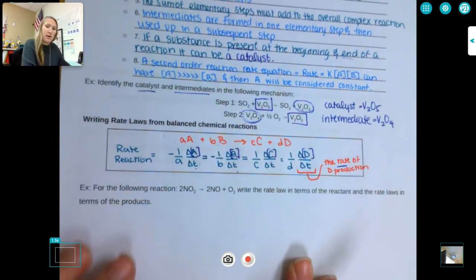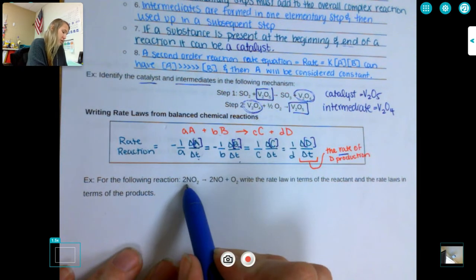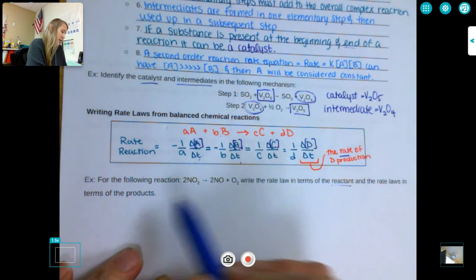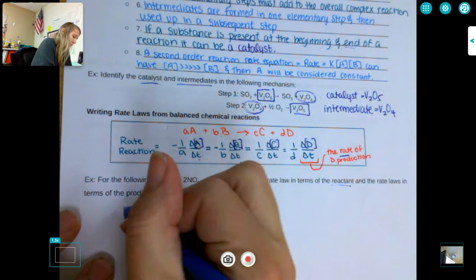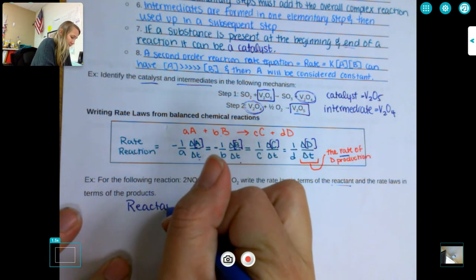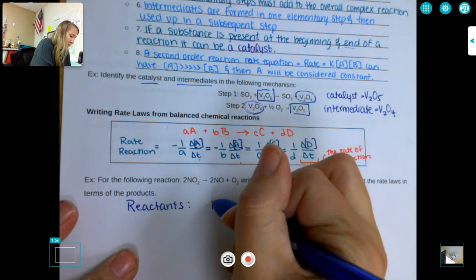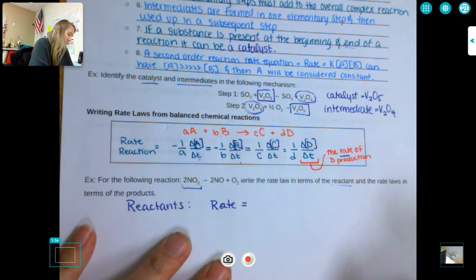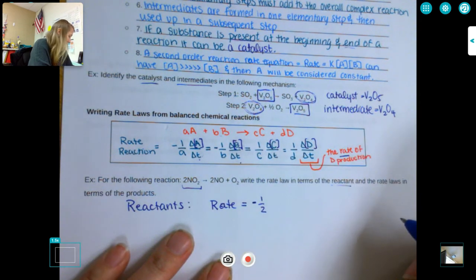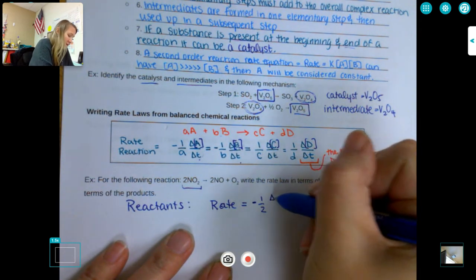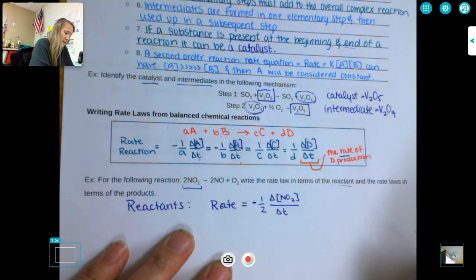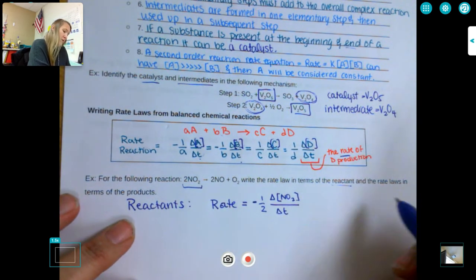So let's put this into practice. For the following reaction of 2NO2 to 2NO plus O2, write the rate law in terms of the reactants and the rate laws in terms of the products. So in terms of our reactants, we are going to say that the rate is equal to my reactants that I have here. So negative, because I'm consuming it, 1 over 2 times my change in the concentration of my reactant, NO2, over the change in time. So that's in terms of the reactant.